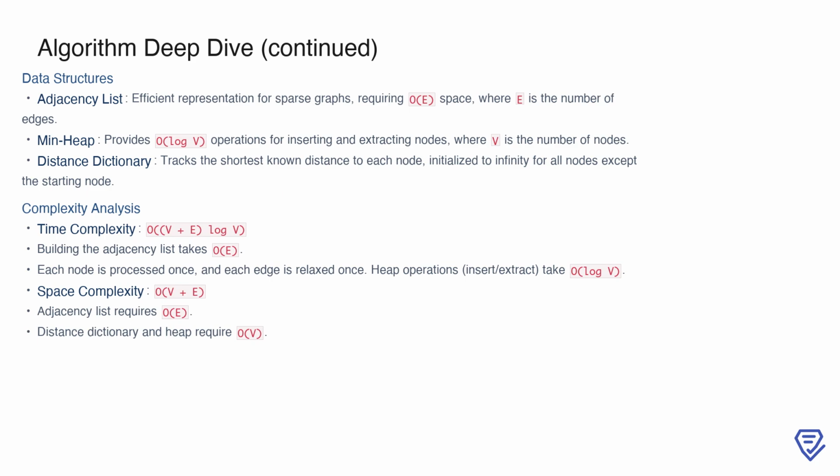For the complexity analysis, the algorithm's time complexity is O((V + E) log V). Building the adjacency list takes O(E), and each node is processed once, relaxing edges using heap operations that take O(log V). The space complexity is O(V + E), with the adjacency list requiring O(E), and the distance dictionary and heap requiring O(V). These complexities make the algorithm well-suited for large graphs with many nodes and edges.